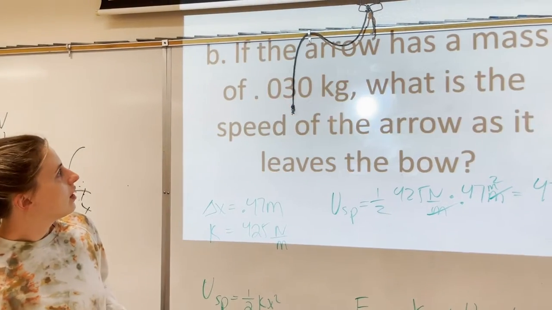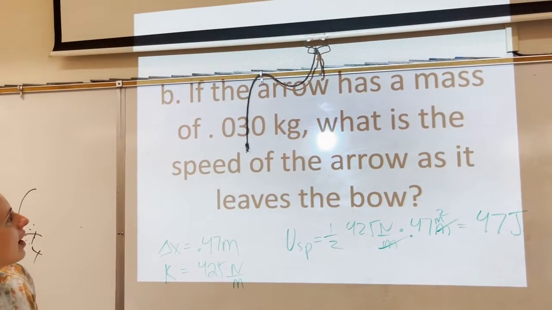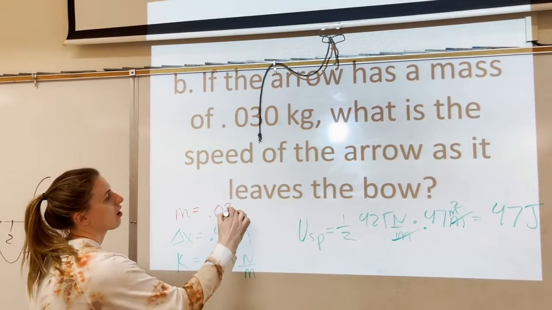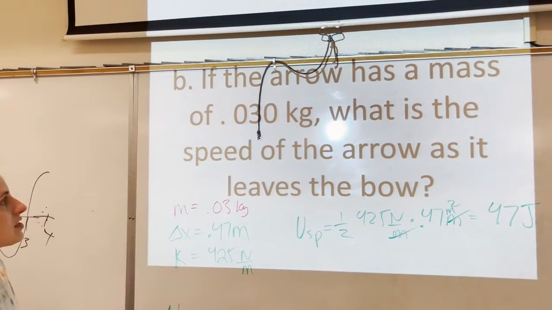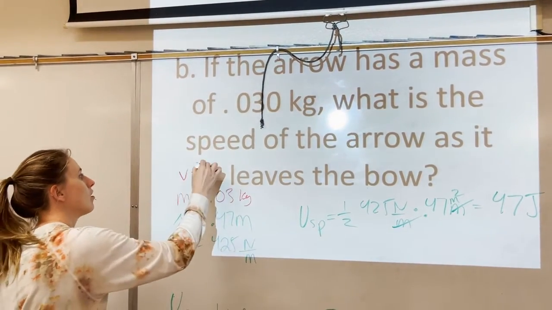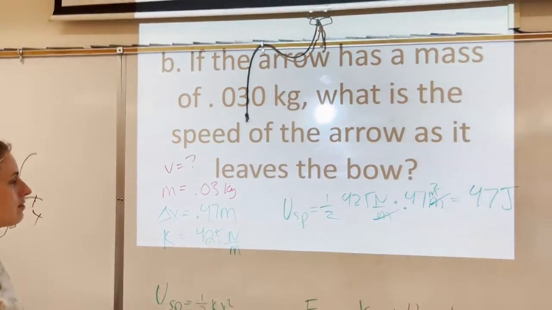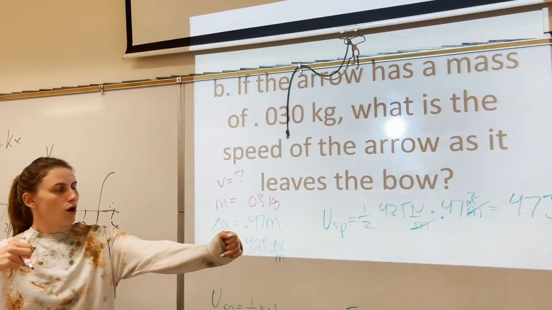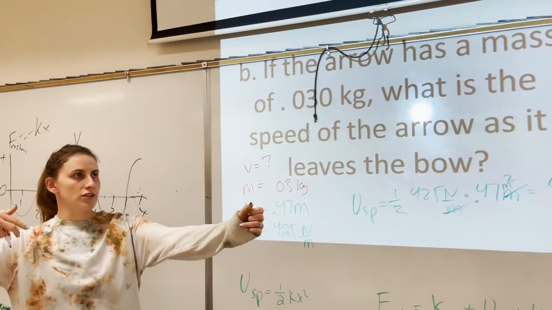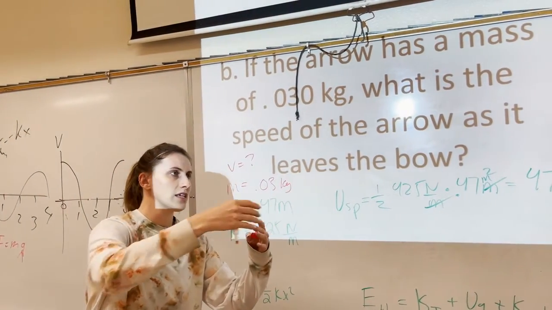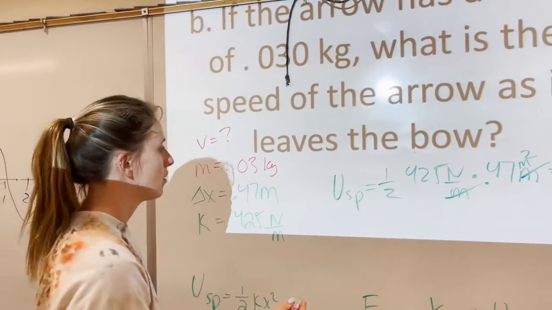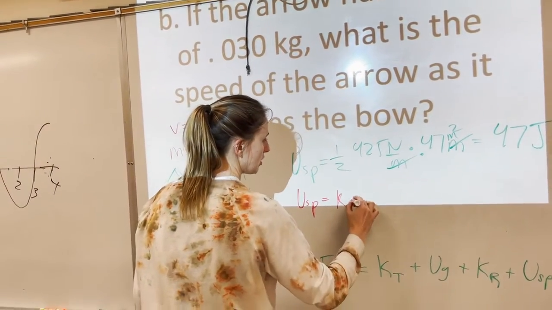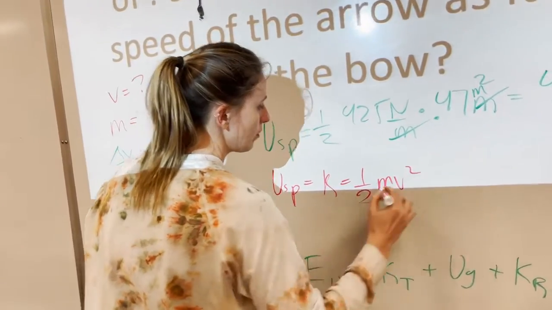Okay, on to the next. If the arrow has a mass of 0.03 kilograms, what is the speed of the arrow as it leaves the bow? Well, what happens to the energy stored in the bow when you let go of it? Work changes energy, and that USP is going to get changed into kinetic energy. And kinetic energy is 1/2 mv squared. So whatever our USP is, it's going to be equal to our kinetic energy, which is 1/2 mv squared.